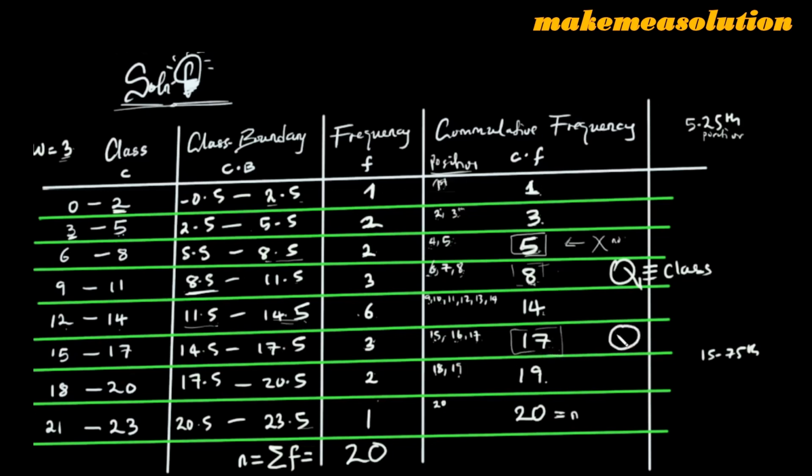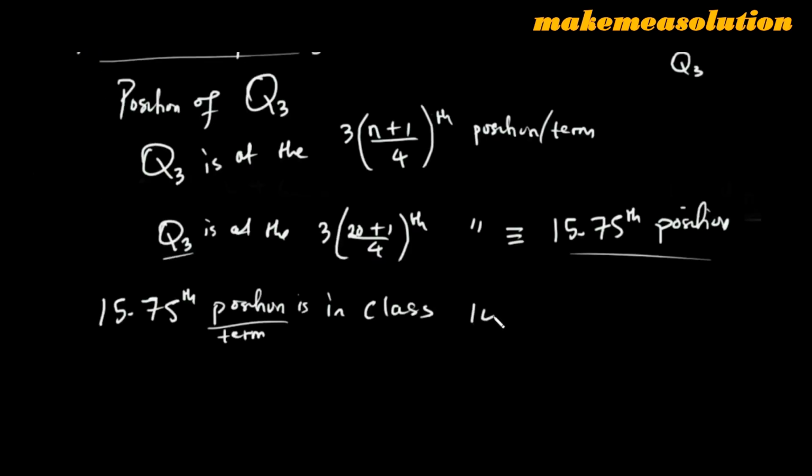We can now conclude that this is my Q3 class, or this class belongs to what? Our upper quartile. So the upper quartile class is a class whose cumulative frequency is 17. Of course it contains this 15 immediately because this 14 does not contain it. You take note of the positions. So the frequency of the upper quartile class is 3. The upper class boundary is 17.5 and the lower class boundary is 14.5. So we have 14.5 to 17.5. So the 15th term is contained in the class 14.5 to 17.5.